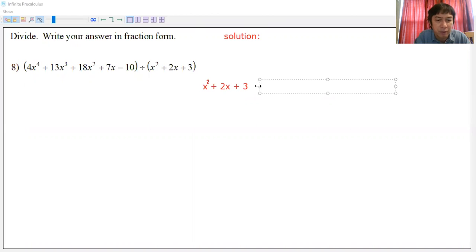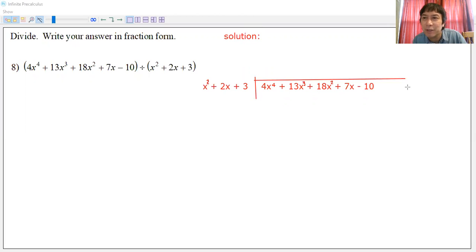All right, that's starting from 4x to the 4th, and then plus 13x cubed. Let me put the exponents later, okay? Plus 18x squared plus 7x minus 10. This will now be cubed, this is now to the 3rd. This is squared. And then the next is to the 1, so you don't have to write 1. Now we put the division line. This will now be over here and over there. Long division, they call this the long division.